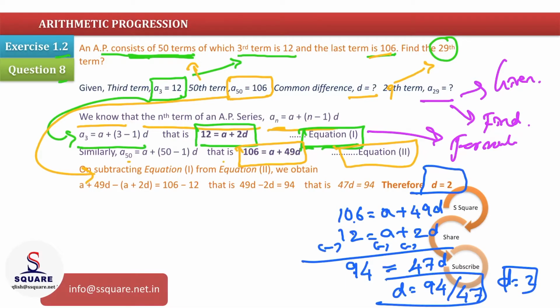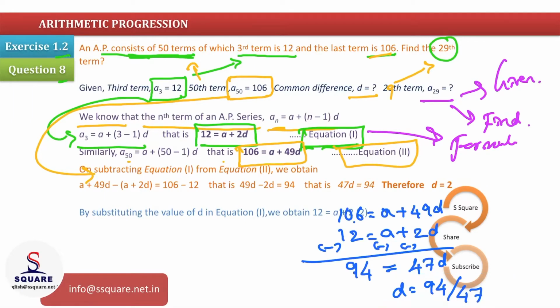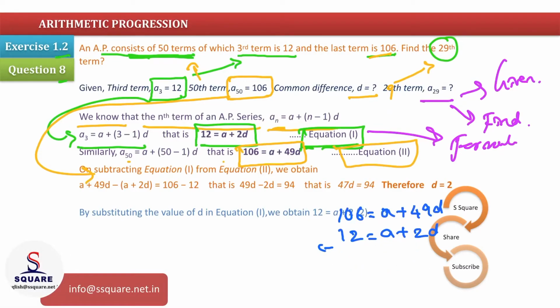Now we found the d value. So automatically A29, by putting in the formula an is equal to a plus n minus 1 into d, here 29 we are going to write. So finally we found the value of d as 2.